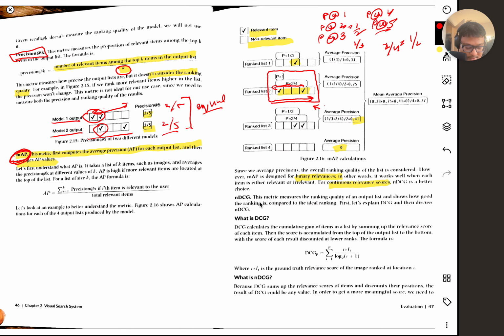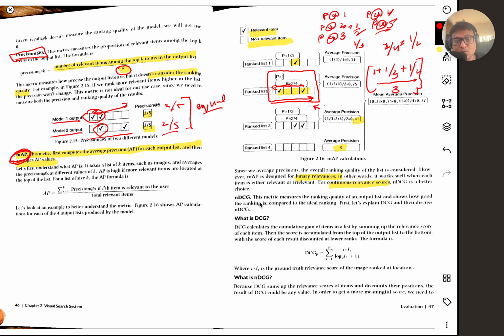So your average precision here is 1 plus 1 over 2, plus 1 over 3, plus 1 over 2, divided by 3. This is the average precision, and it takes into account the total value. It takes the position into account as well.